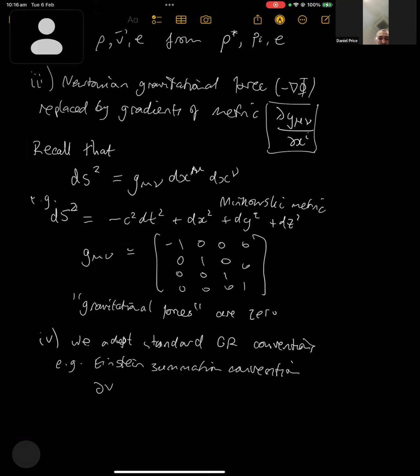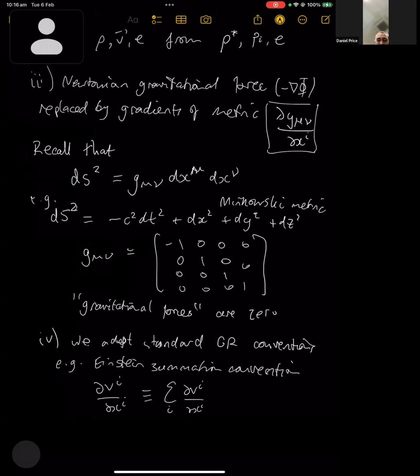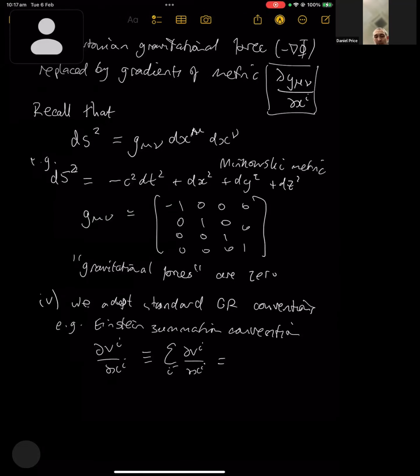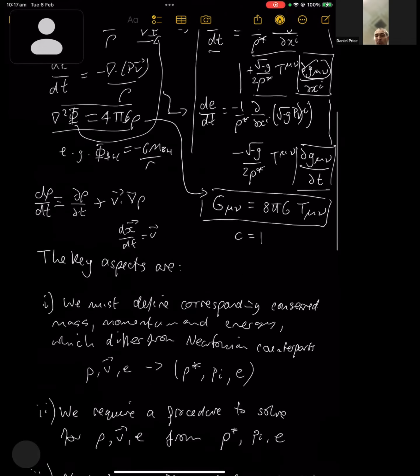It means that, for example, dvi dxi is equivalent to the sum over i of dvi dxi, but we don't need to write the summation because whenever you have an index that's up and down at the same time, that implies that the summation is present. If you sum from i equals 1 to 3, which is the usual practice, that would be dvx dx plus dvy dy plus dvz dz. So that's just a GR way of writing the divergence of velocity, which again is independent of the coordinate system.